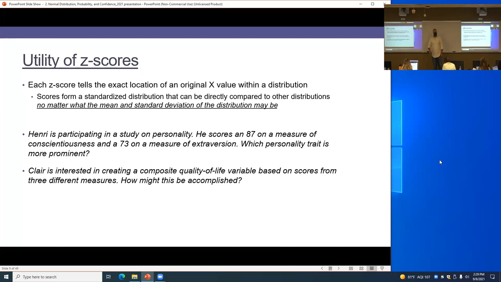Okay, so here is an example. I'll tell you a secret, I'm Claire. Claire is me. All right, interested in creating a composite quality of life variable based on scores from three different measures. How might I do this? Got three different measures, all with different scales. How might I put together some composite quality of life score?